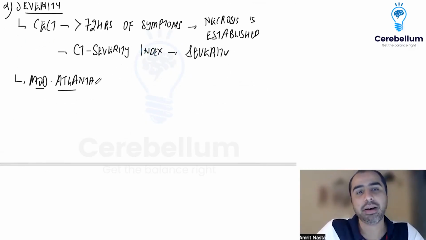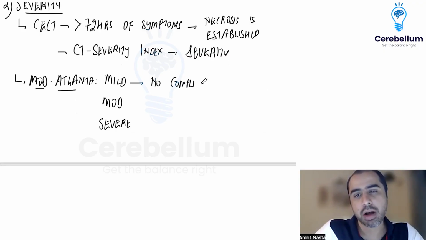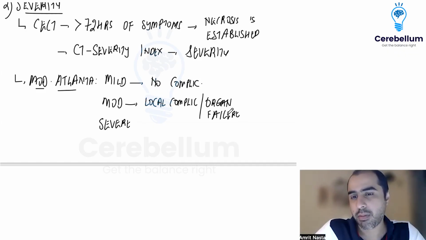Like, is he having mild pancreatitis? Is he having moderate pancreatitis? Is he having severe pancreatitis? That can be known from this. So to say he is having mild pancreatitis, he should have no complications. Only edema, nothing else. To say he has moderate pancreatitis, he should have local complications. Pseudocyst, fluid collection, necrosis, that will be moderate. Or he can have organ failure, meaning renal failure or ARDS, but the organ failure should last for less than 48 hours.